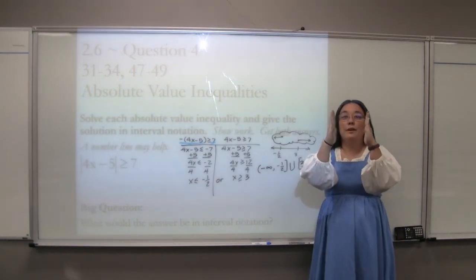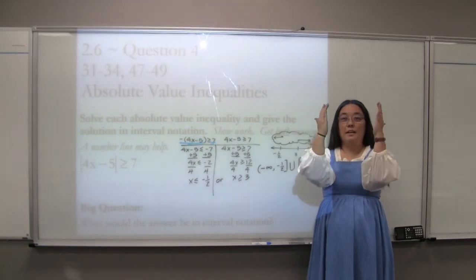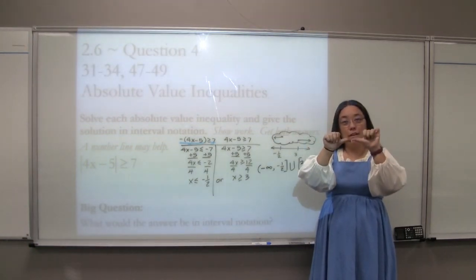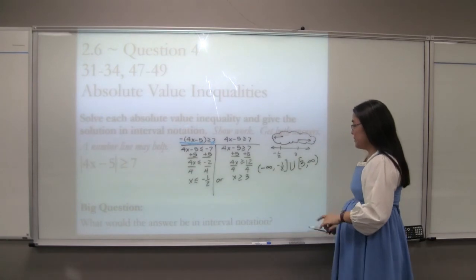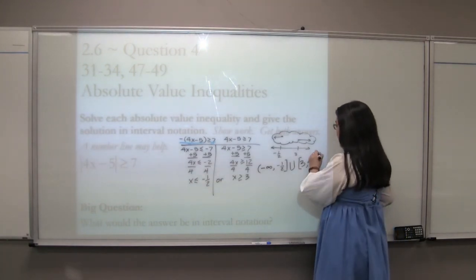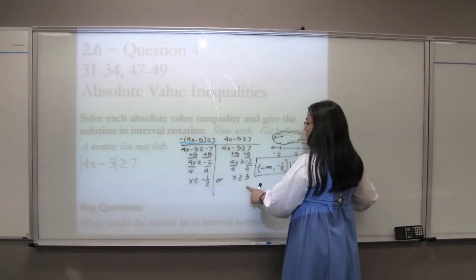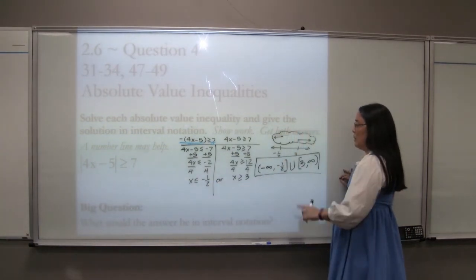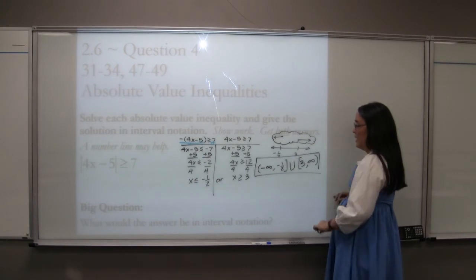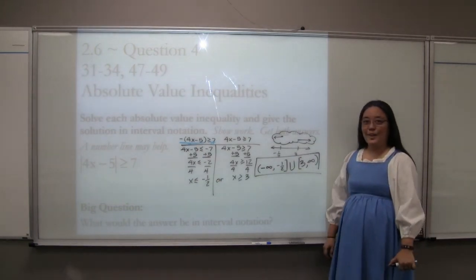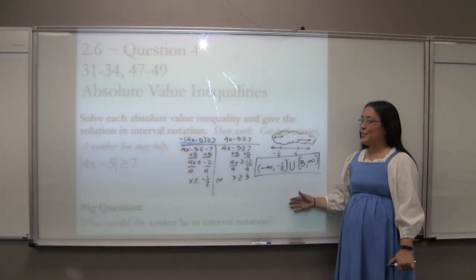Absolute value greater than, bigger, going on the outside. Absolute value less than, going on the inside. All right. Please make sure that you work down the page. You're solving it. Strongly recommend the or, number line, and writing our inequality in interval notation.